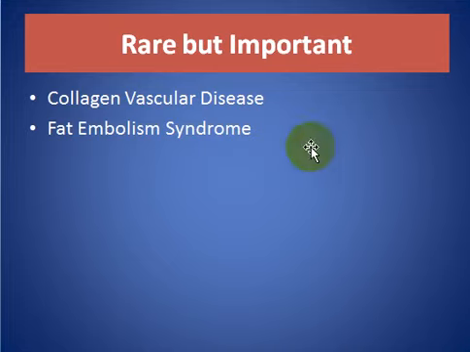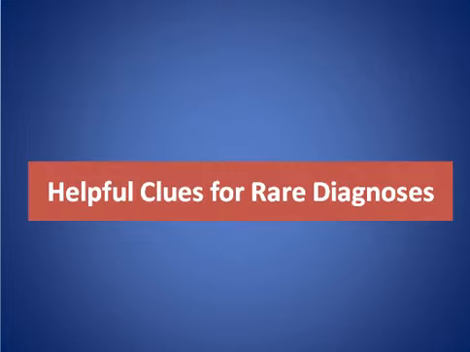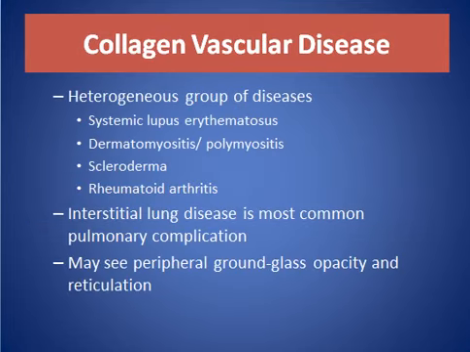Rare but important causes, we have collagen vascular disease and fat embolism. Collagen vascular disease is a heterogeneous group of diseases including systemic lupus erythematosus, dermatomyositis, polymyositis, scleroderma, and rheumatoid arthritis. Interstitial lung disease is the most common pulmonary complication and may show peripheral ground glass opacities and reticulation.